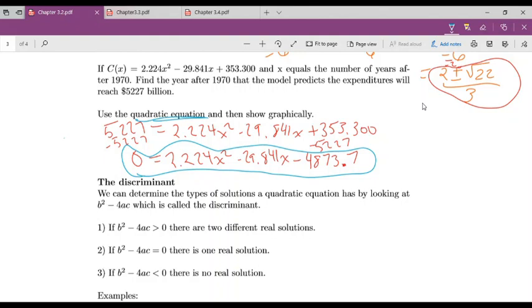Alright, so what we found here was that our answer was x equals 54, or approximately 54. Now that's not our final answer. It says find the year after 1970. So what we're really looking for is 1970 plus that 54, which should give you 2024. 2024 is the answer that they would be looking for. Easy enough.